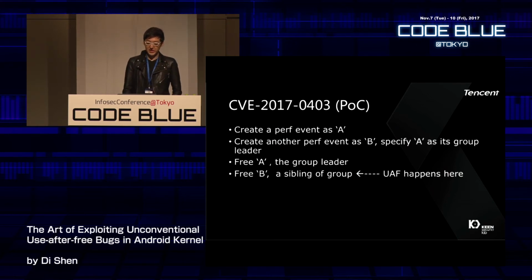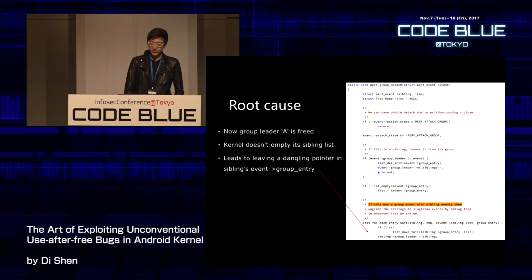It's the sibling of the group. And actually, the use after free happens in the last step, and the object A may be overwritten after it's deallocated. So here is the root cause of this vulnerability. The scenario is I created 2 perf events, A and B. A is a group leader, B is a group member.